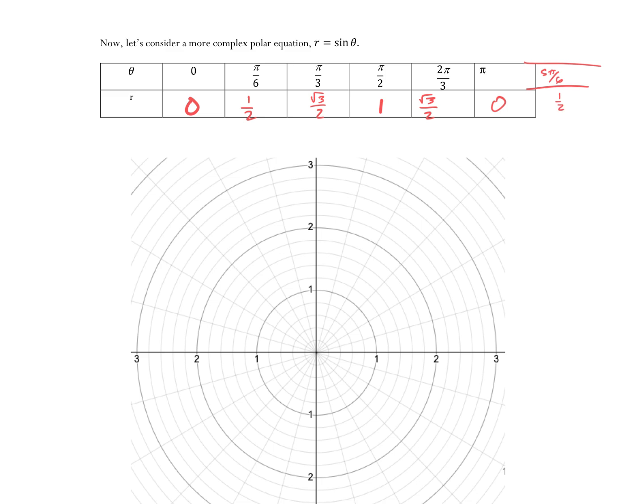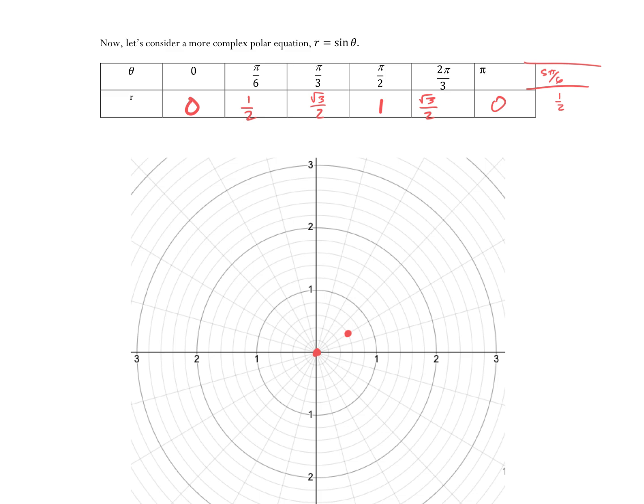Okay, so now let's graph those points. 0, 0. Then what? Pi over 6, 1/2 would be right here. We don't have the little lines. Oh, they didn't copy? We just have circles radiating, like a bullseye, and they're really faint. Sorry, guys. It's gonna be a line.